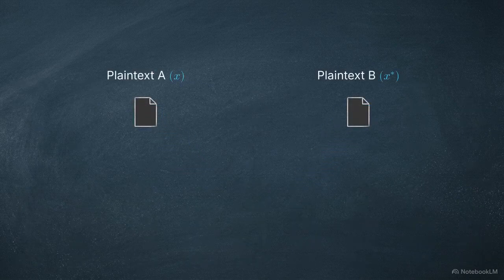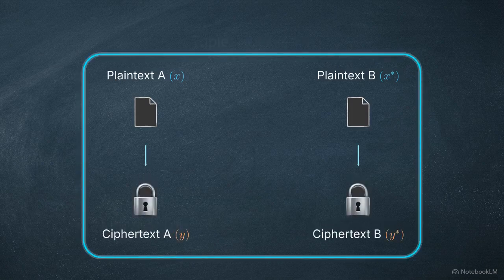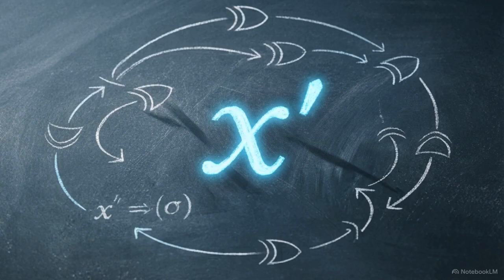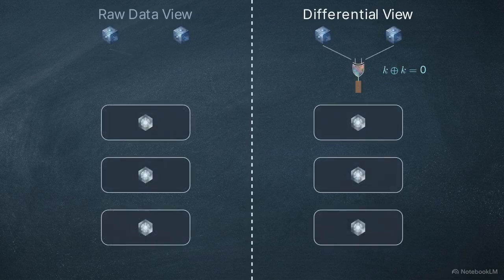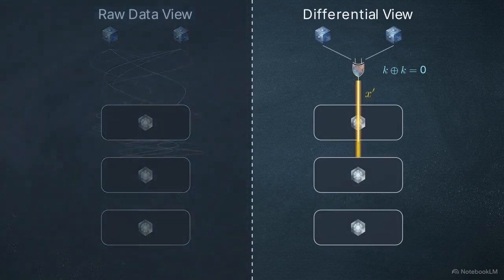We do not analyze these inputs in isolation. We structure the data into pairs, creating tuples that consist of two plaintexts and their two resulting ciphertexts. The core requirement is that the attacker selects plaintext sharing a fixed, precisely engineered XOR difference, denoted mathematically as X prime. We then observe how the network processes the difference between these two texts. Tracing this differential, rather than the raw data itself, exposes the internal mechanics of the encryption.